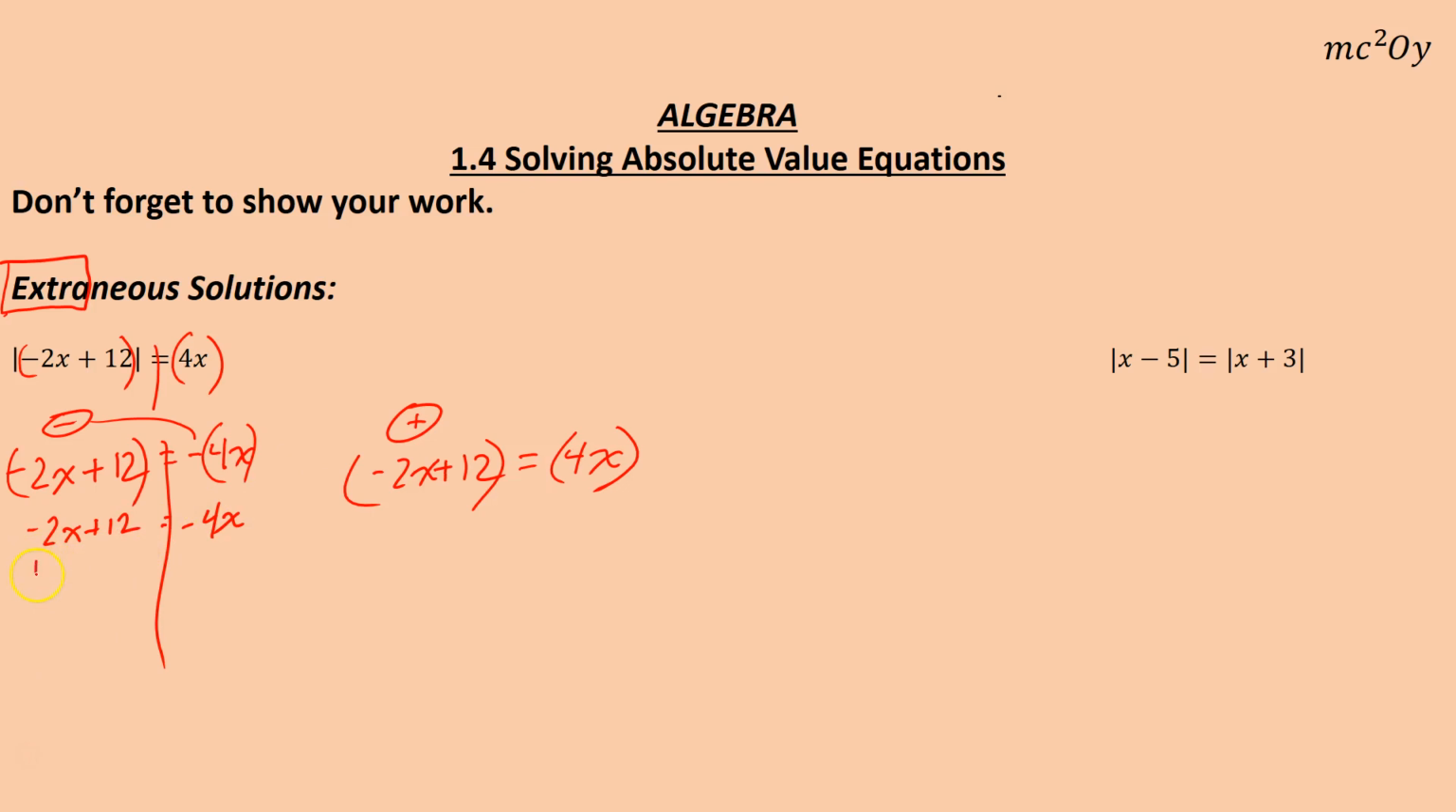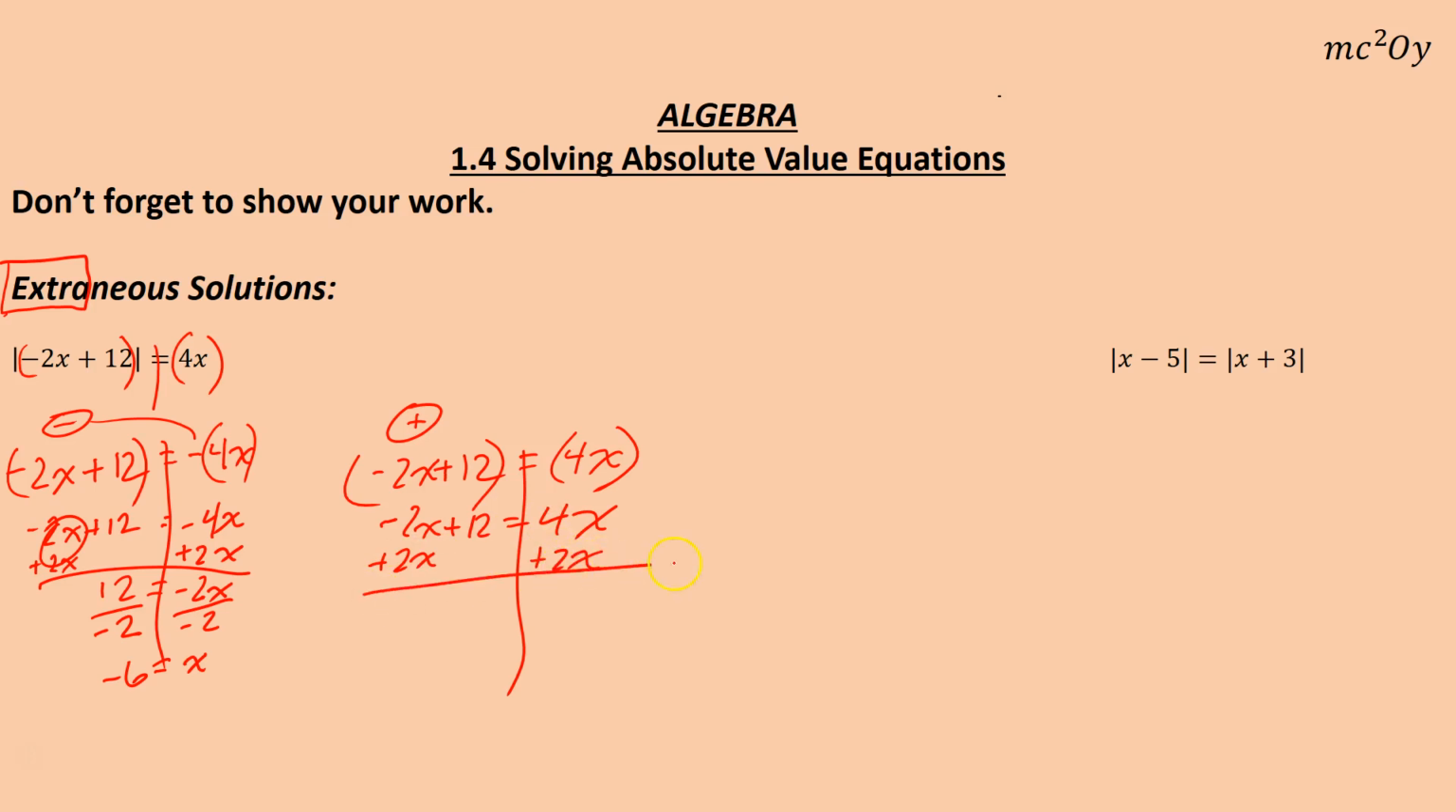And solving it, we'll add the 2x over. Collect our variables all on one side. We get 12 equals negative 2x. Divide by negative 2. We get x equals negative 6. And here, we're going to go ahead and negative 2x plus 12, the parentheses don't do anything here, equals 4x. Add the 2x over. We get 12 equals 6x. So x is 2. Divide by 6, right?